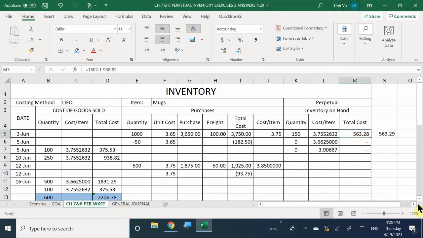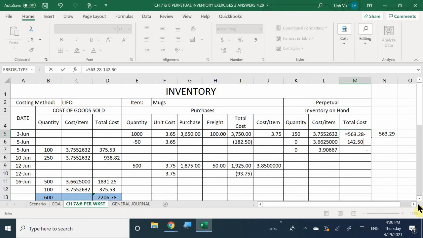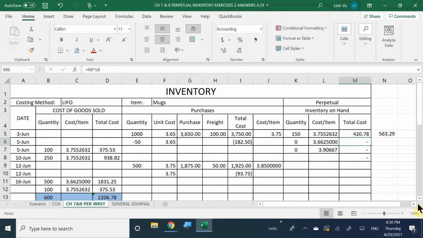In this case, this is 563.28, and we're going to subtract out that 142.50. Because I only have one batch and I made the discount, I'm just going to discount whatever I have available. So in this case, I should have a remaining $420.78 as my total batch for inventory.